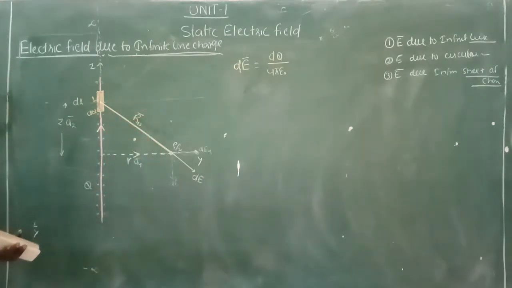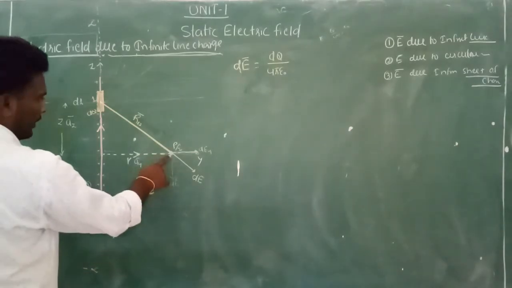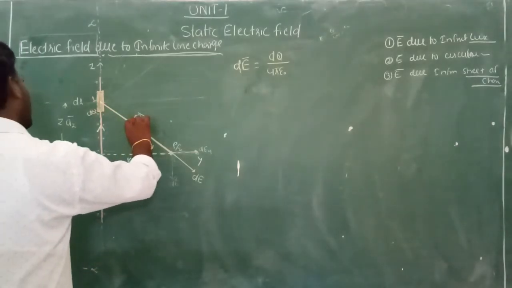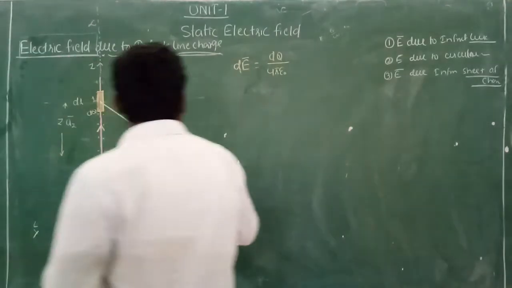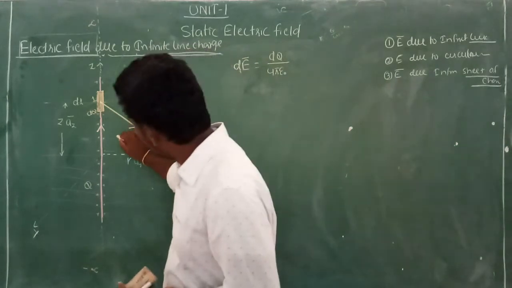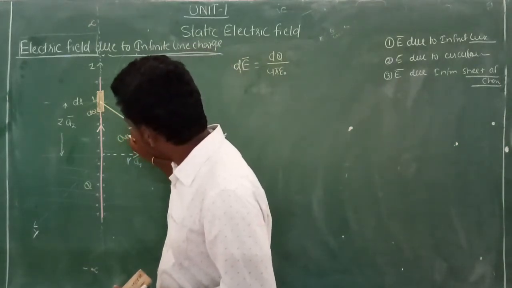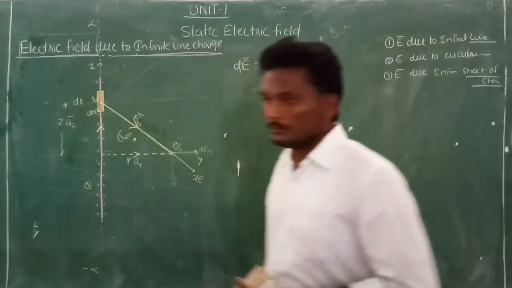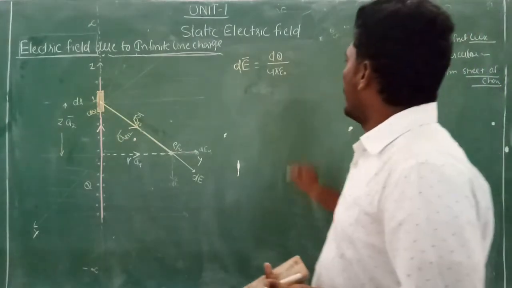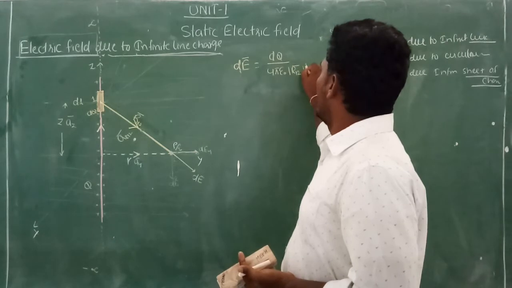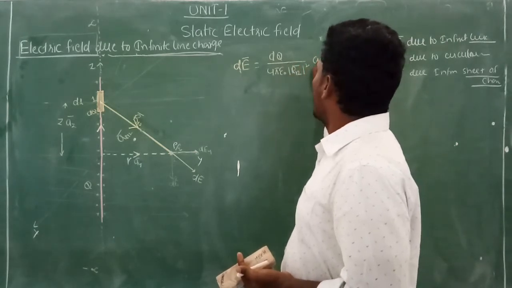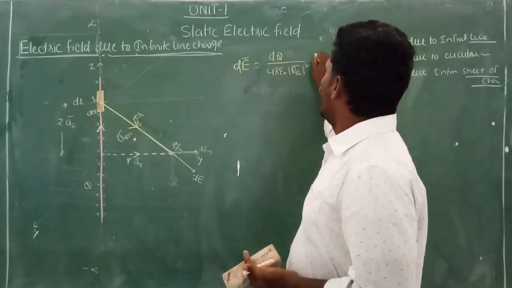And in which direction is the electric field intensity? The electric field intensity at point P due to this charge will be towards the point P. The direction is represented by a r12 bar. And this is the distance here, r12 bar whole square, into the direction a r12 bar.